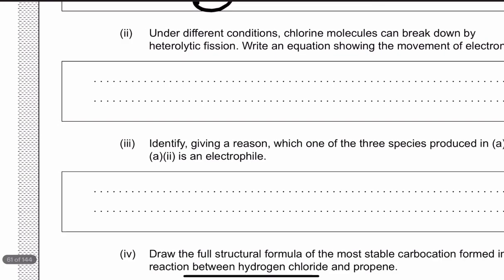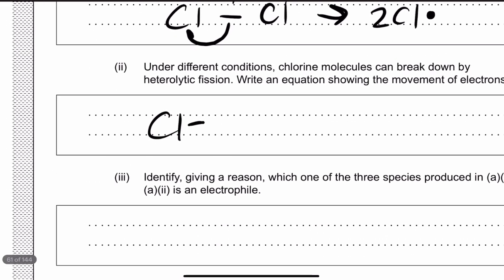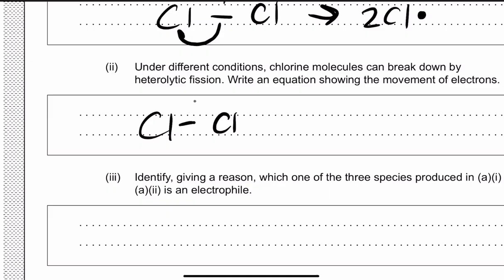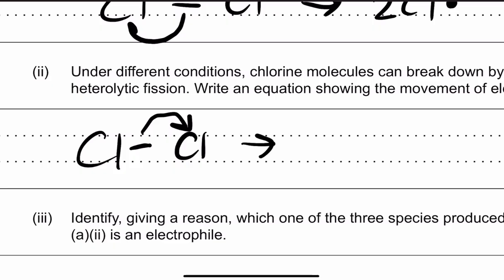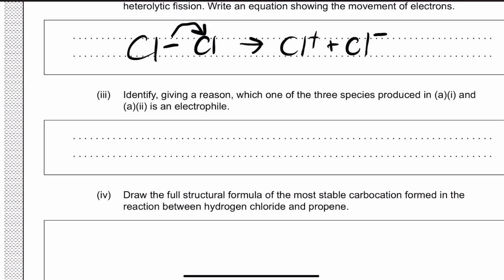My drawing isn't the best, as you can tell, but just do it better than me. Okay, this one is heterolytic fission. Oh my gosh, I'm losing my mind today. Did I do Cl here? Yeah, I did Cl. Cl, much easier. You can do the double barb here, and that gives us one Cl plus and one Cl minus. Yay.